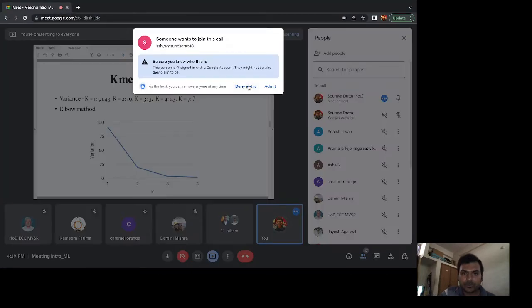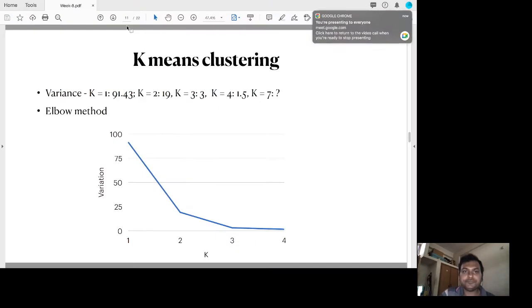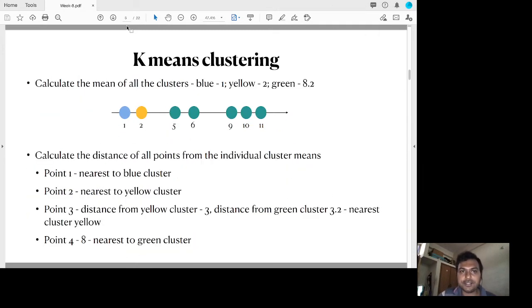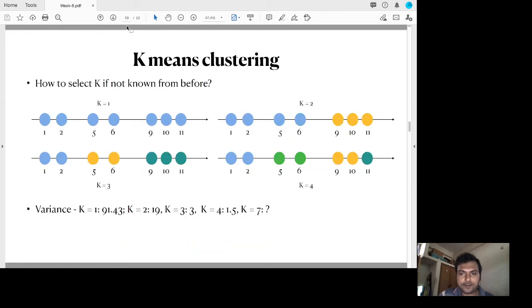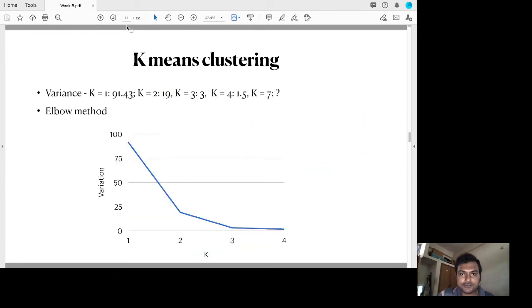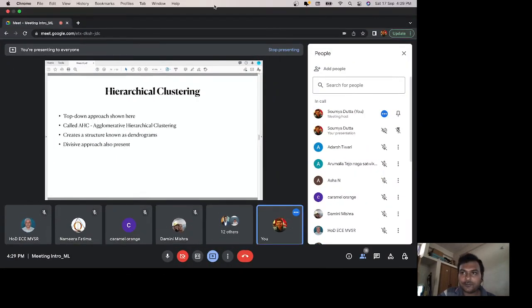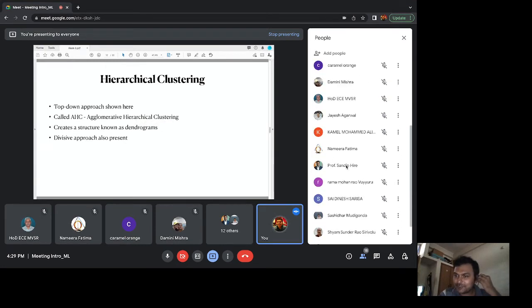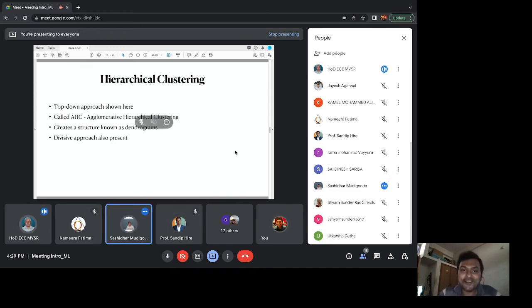Okay, I hope this is clear. So that is about the k-means clustering algorithm. If you have any questions, you can ask on the k-means clustering algorithm. Okay, no questions. That means either everybody has understood or nobody has understood. We understood. Okay, then great.